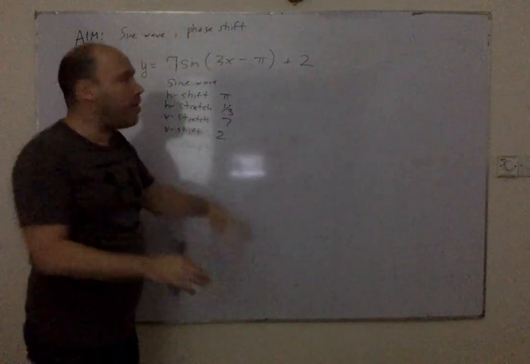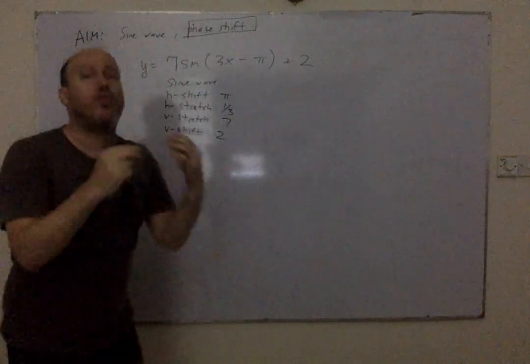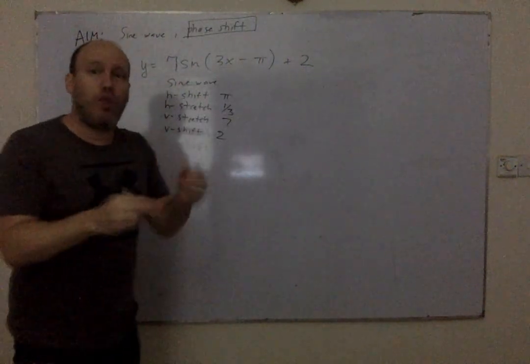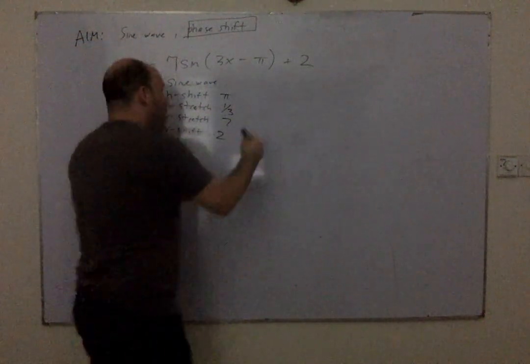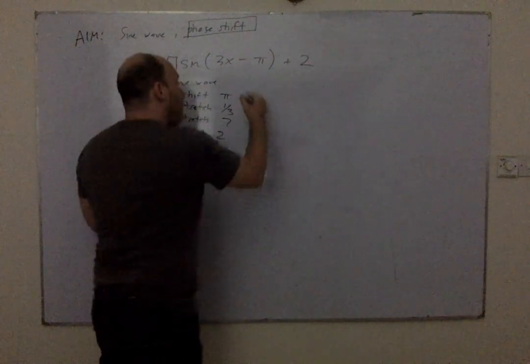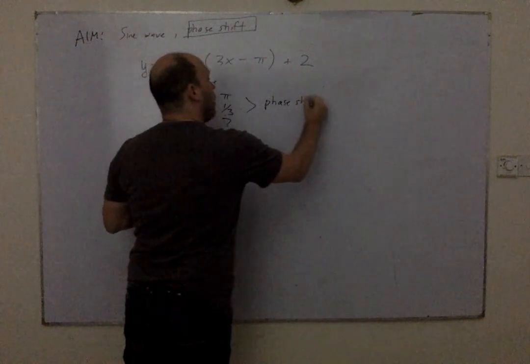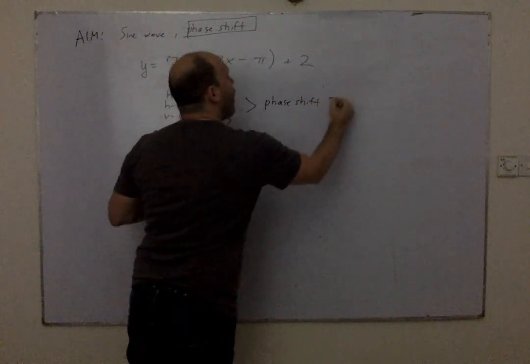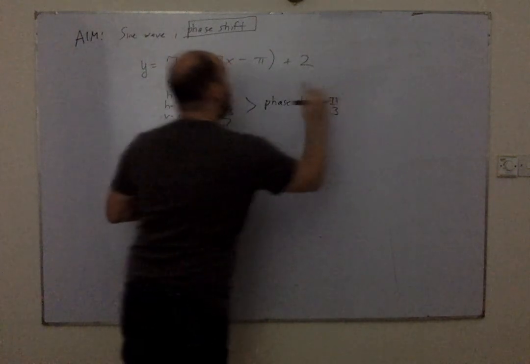What is the final result, what's known as the phase shift? What exactly is the result of doing these two horizontal transformations to the sine wave? It turns out if you move it pi to the right and then shrink it by 1/3, this is known as the phase. There's a phase shift of pi over 3. And we can see that.